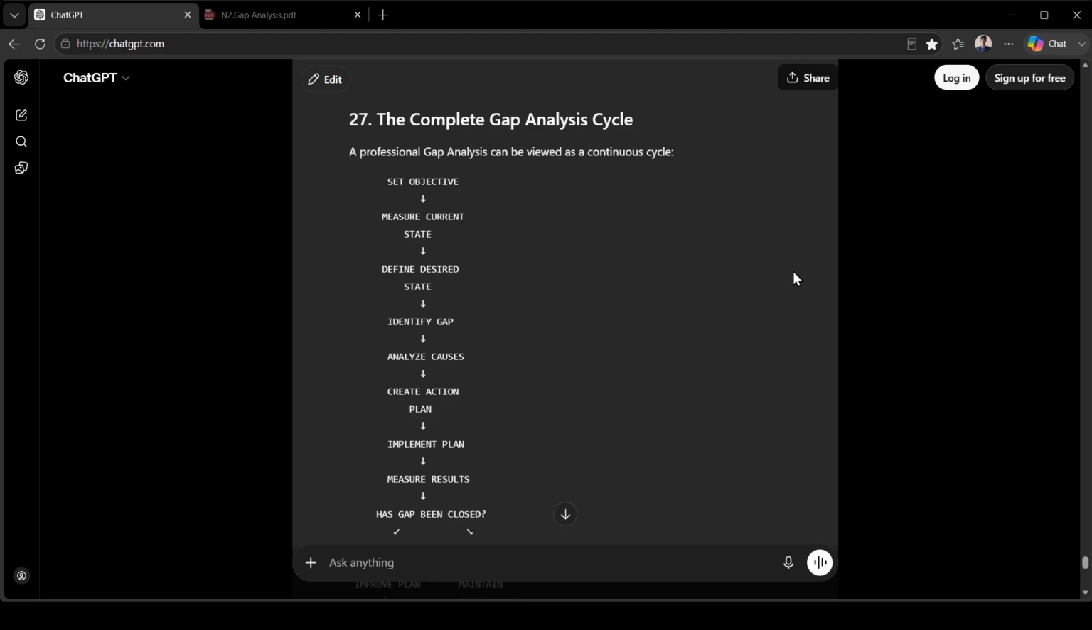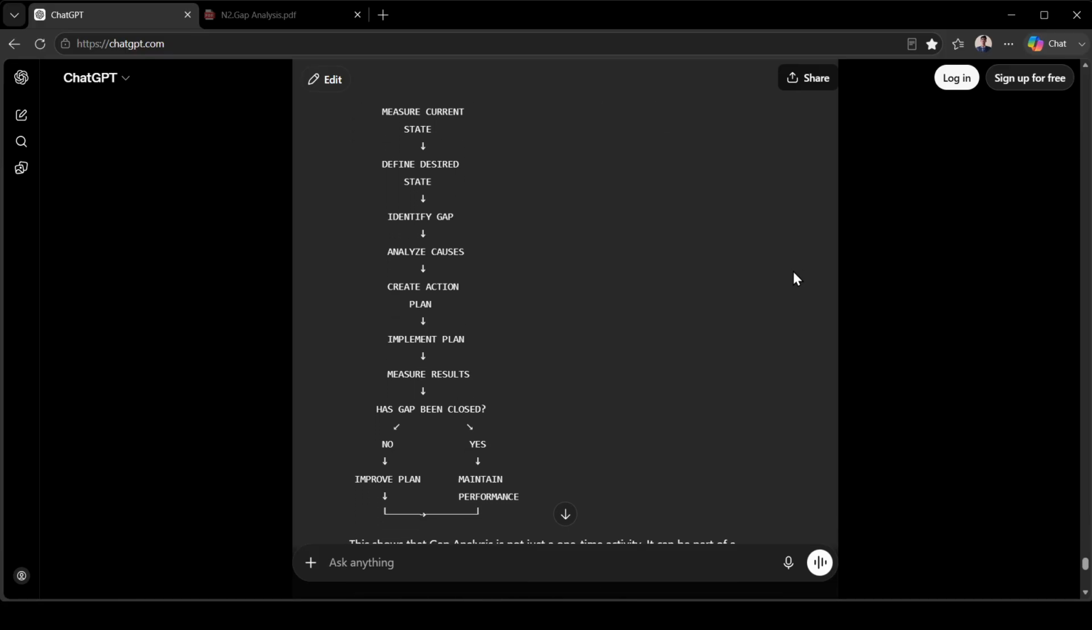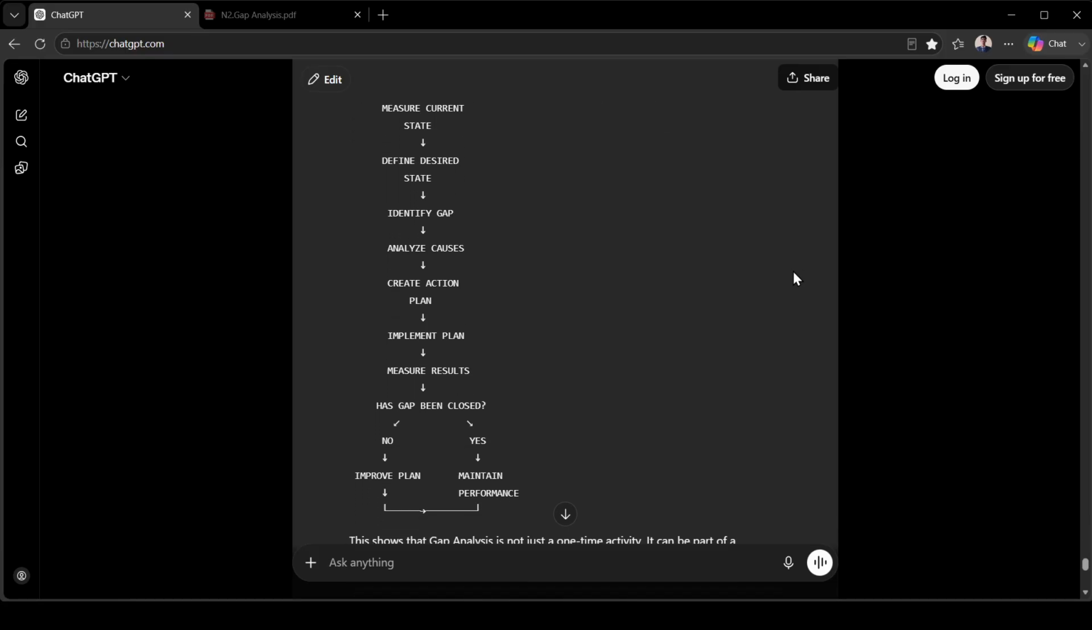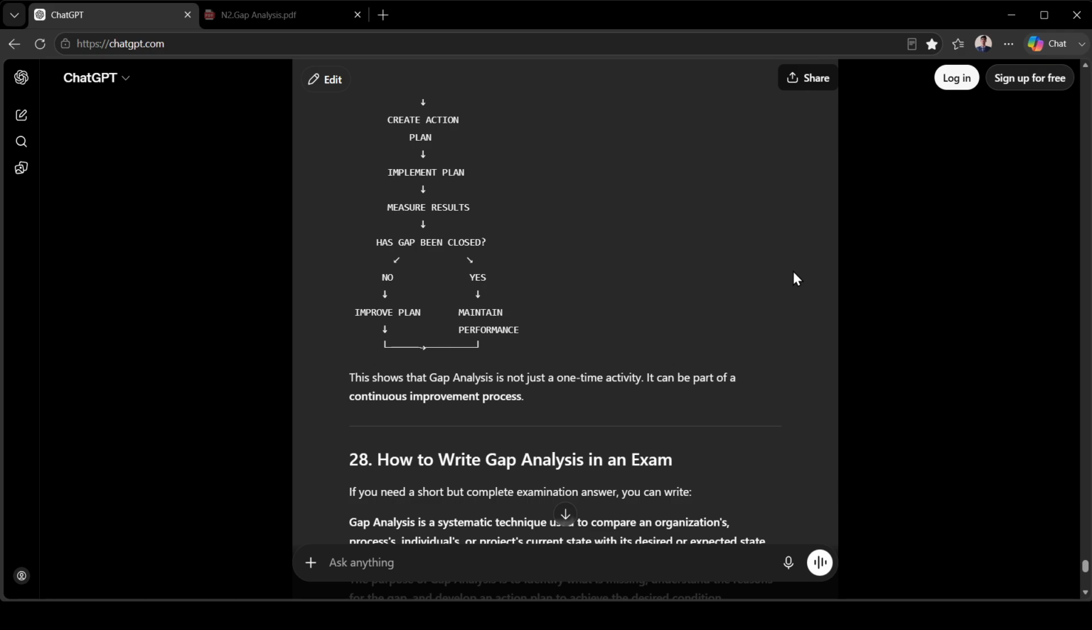A professional gap analysis can be viewed as a continuous cycle. Set objective, measure current state, define desired state, identify gap, analyze cause, create action plan, implement plan, and measure results. Has the gap been closed, yes or no? If no, go back and implement the plan again. If yes, maintain performance. This shows the gap analysis is not a one-time activity. It is part of a continuous improvement process.